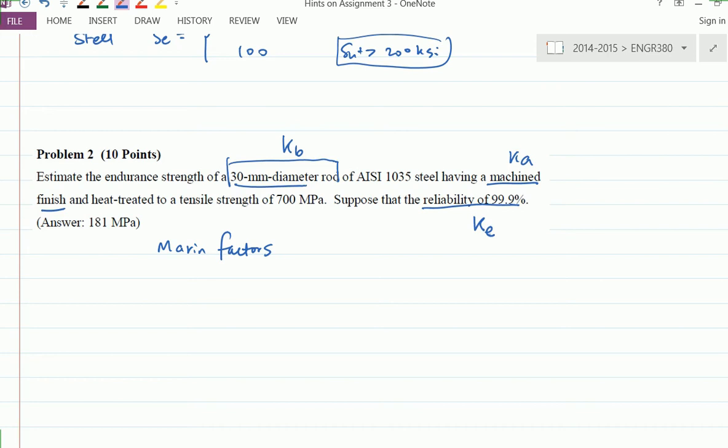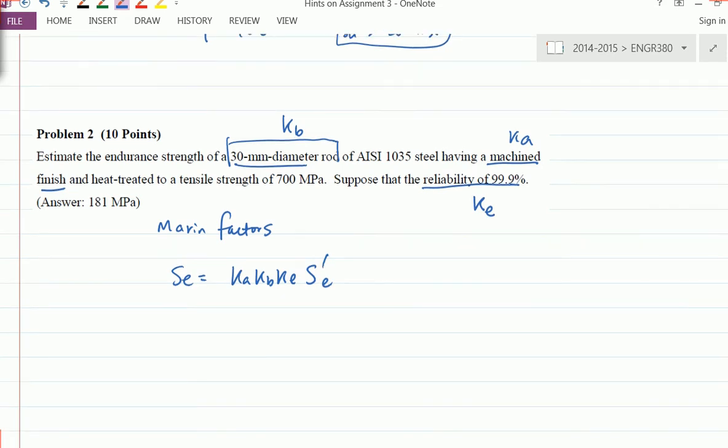Okay, the three factors: if you can find the three, Se equals ka, kb, ke, and Se prime. The others, just take as 1. So it's very straightforward. Just one thing you've got to be careful about when you calculate kb: this is in millimeters, so use the formula properly for kb. kb is supposed to be this one here.